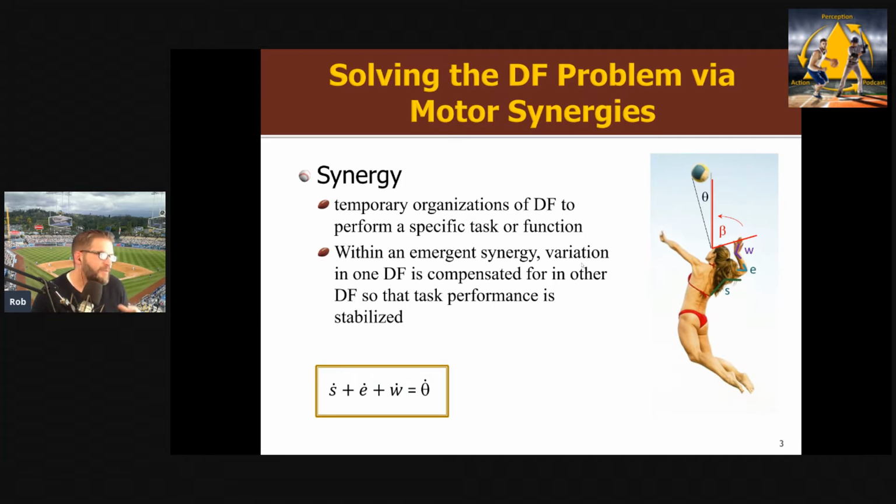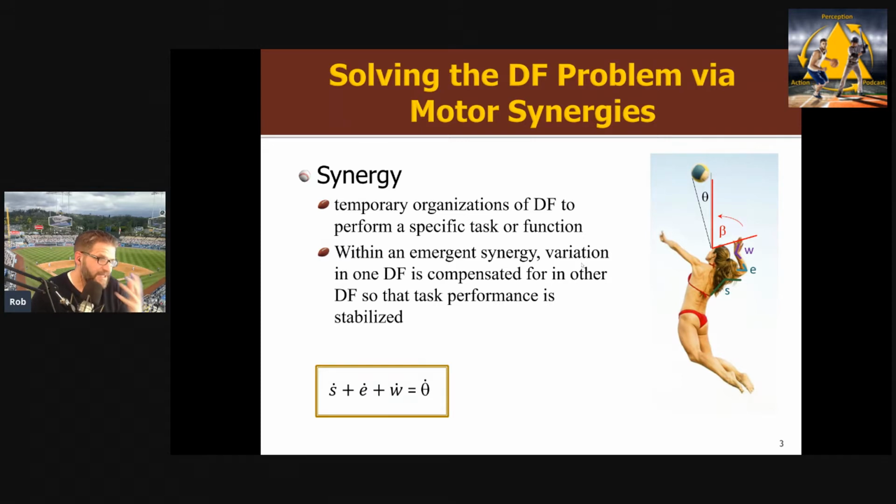Okay. So a motor synergy is a temporary organization of joints, right? We don't move our elbow and shoulder and wrist in the same way for every task we perform. It's very specific to the task we're performing. So in this, the movement of one joint is going to compensate for the other. So they're going to co-vary. That's one of the ways we can solve the degrees of freedom problem.